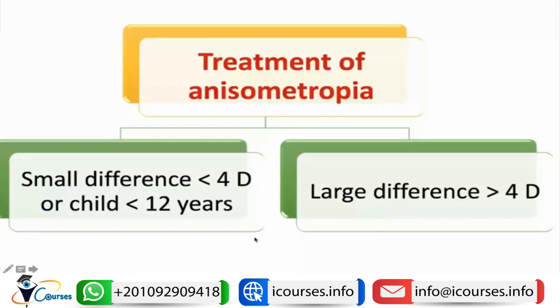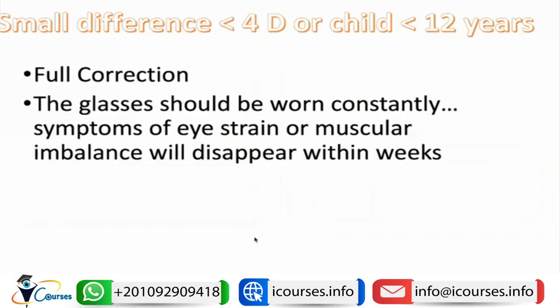So let's come to the treatment. How can we treat anisometropia? It depends on whether the difference between both eyes is small or large, and age is also an important factor. The younger the child and the smaller the refractive error or the difference between both eyes, the more able the child is to tolerate the full correction.